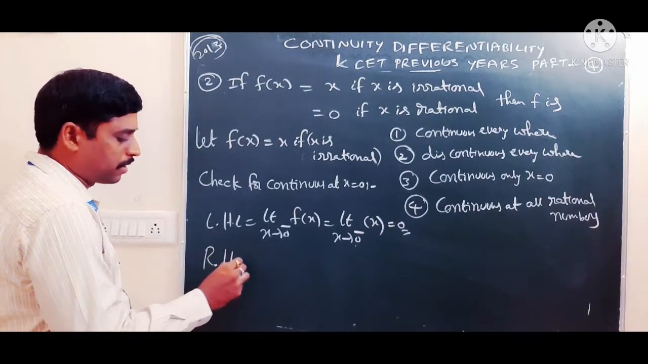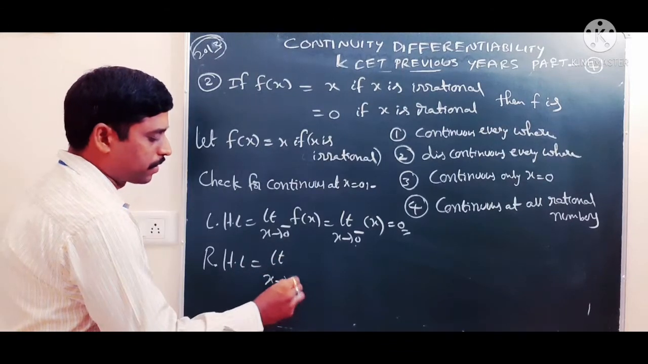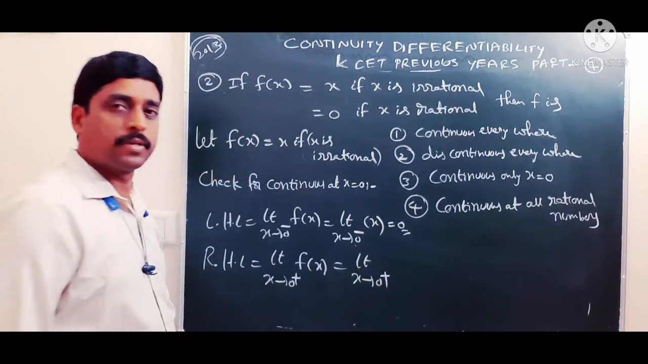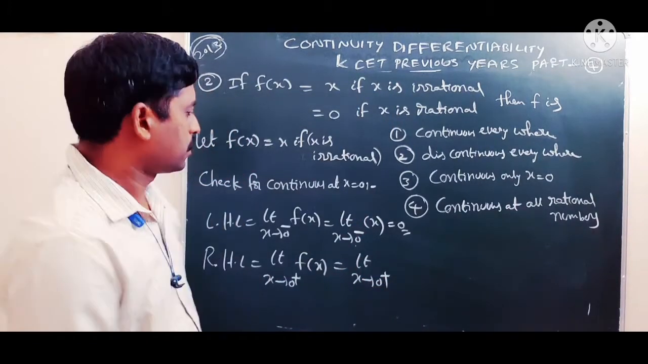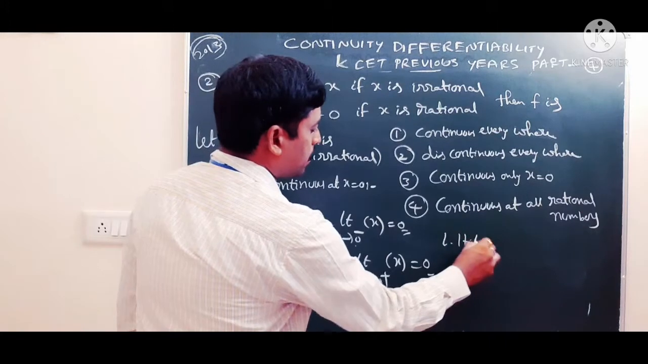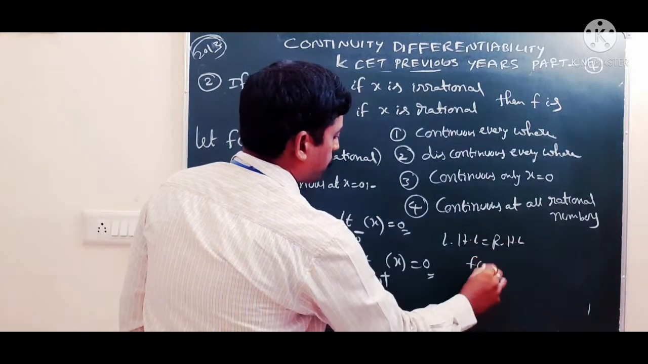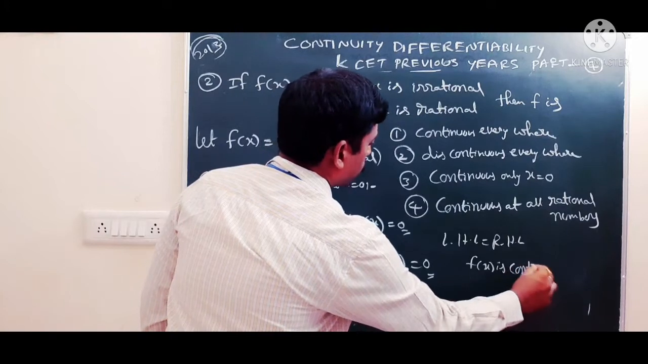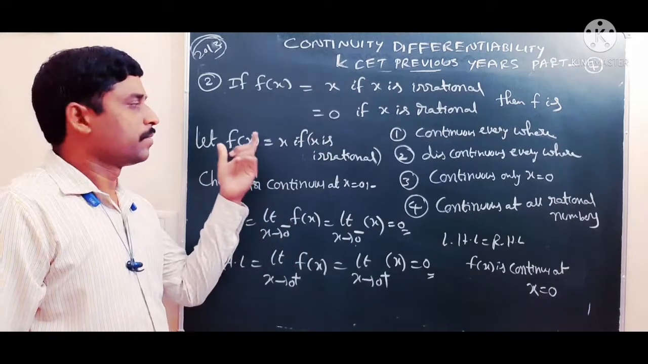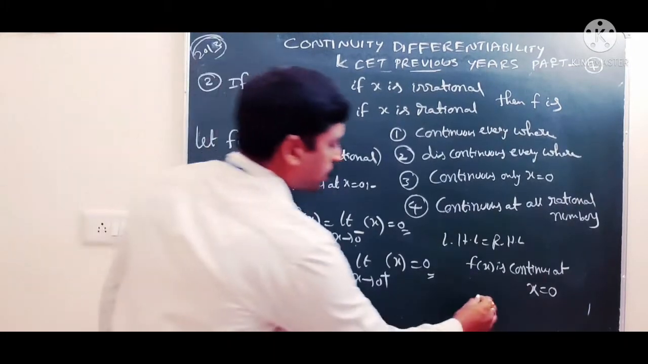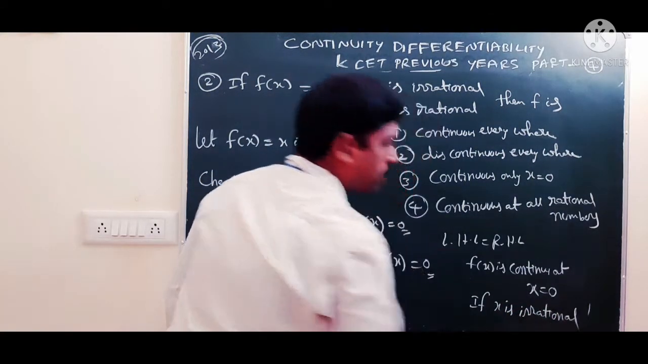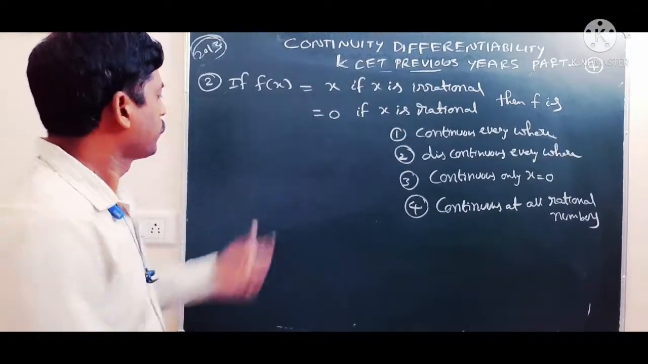Now we have to find the right hand limit. Limit x tends to 0 plus f of x. So x is greater than 0, both numbers are there. So let us take f of x is equal to x. This will also be 0. So left hand limit and right hand limit both are equal. Therefore f of x is continuous at x is equal to 0 if f of x is x, if x is irrational.